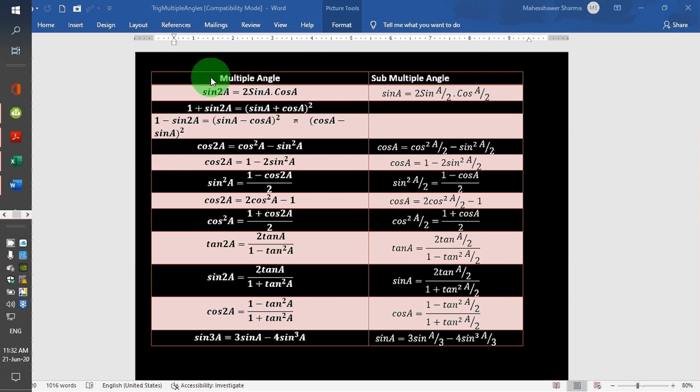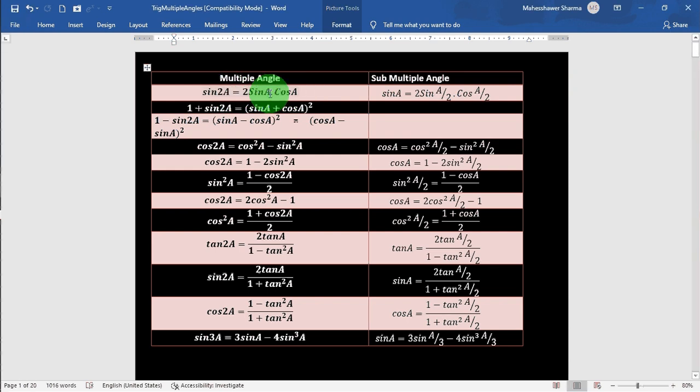Today we are going to read about multiple angle and submultiple angle in trigonometry. First we'll start with multiple angle, then accordingly we'll go through the submultiple angle. But in this lecture we'll focus on multiple angle formulas: how to get this multiple angle formula, how to apply it, and what the algorithm is to use this multiple angle formula to get the trigonometrical values. So these are the things we'll see in this lecture.